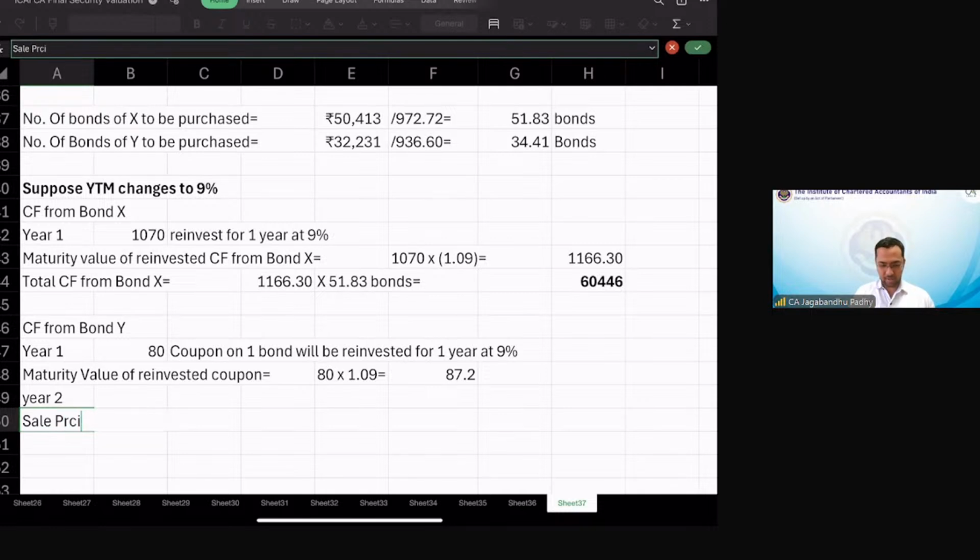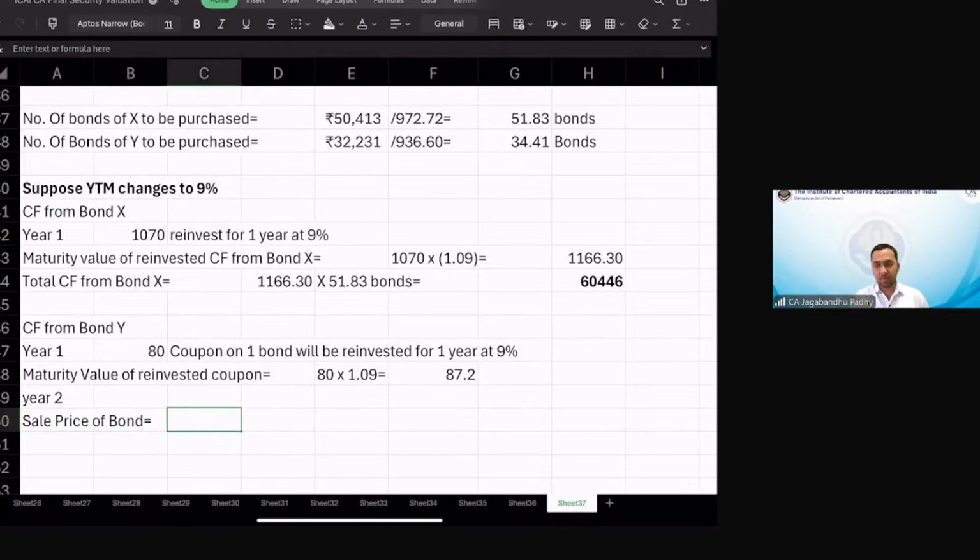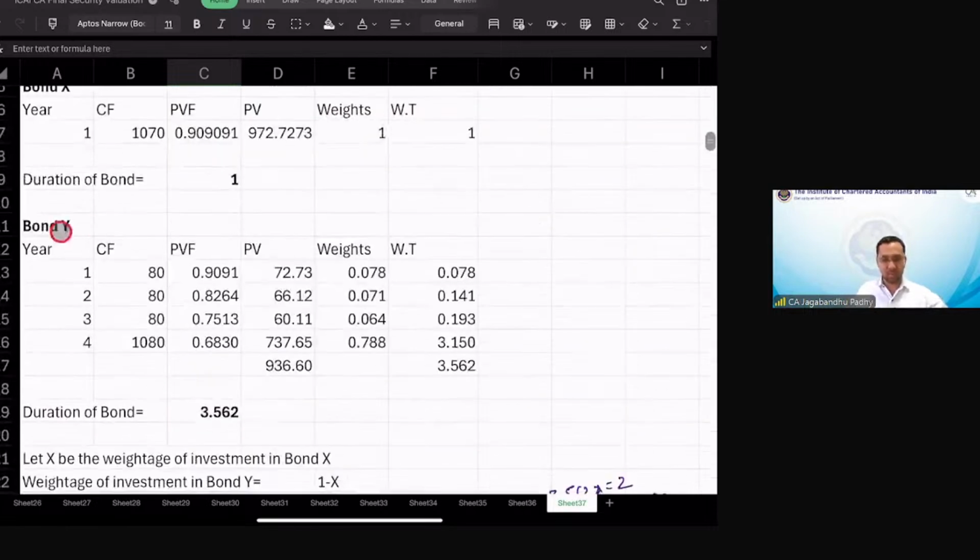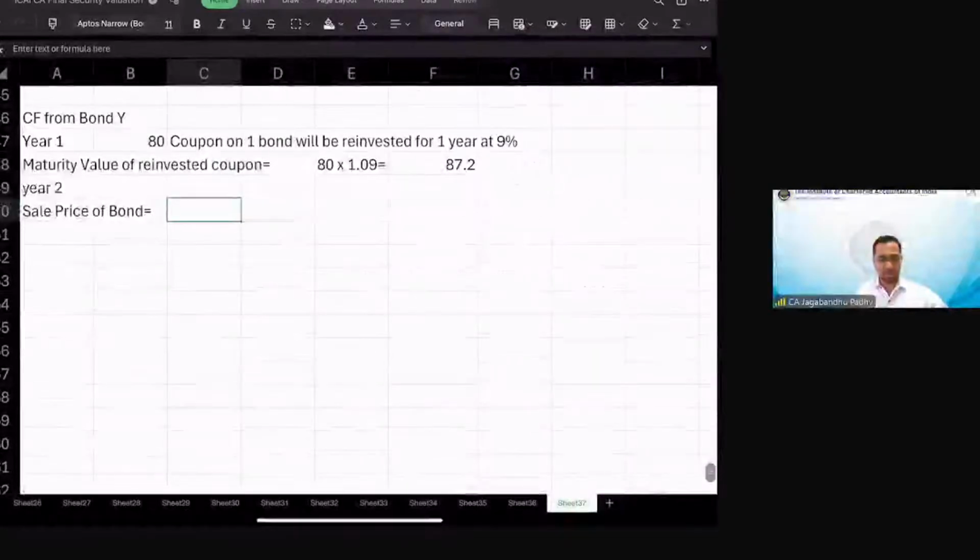or sale price of the bond. What will be the sale price of the bond in year 2, guys? Has the bond matured in year 2? No, because the bond has a total maturity duration of 4 years. Right? So is the bond maturing in the second year?